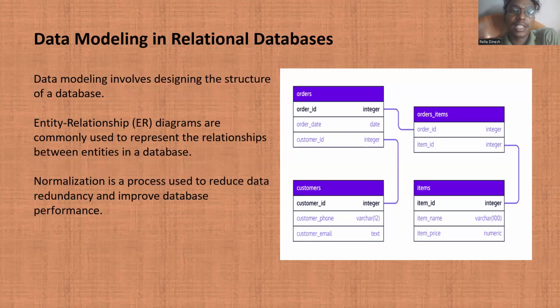Data modeling in the relational database. Data modeling involves designing the structure of the database. Entity relationship diagrams are commonly used to represent the relations between the entities in the database. Normalization is the process of reducing data redundancy and improving data performance.